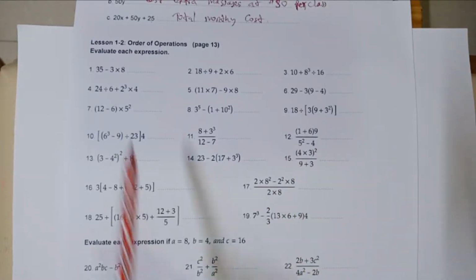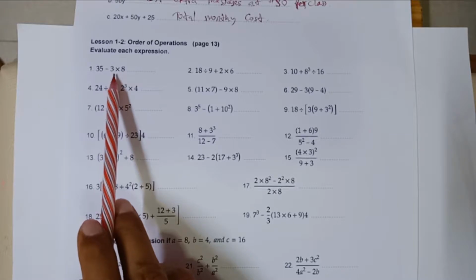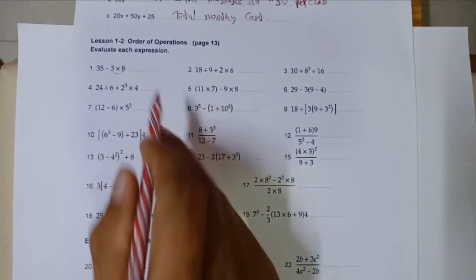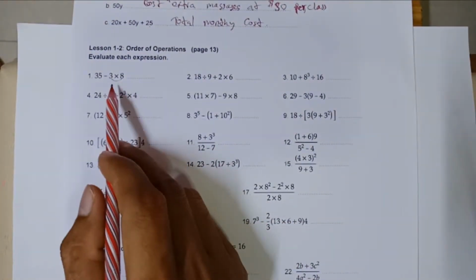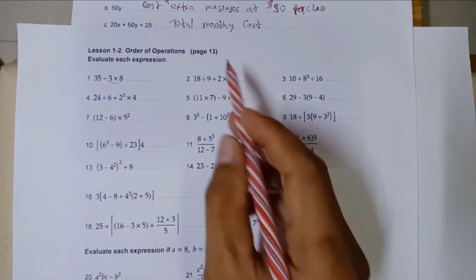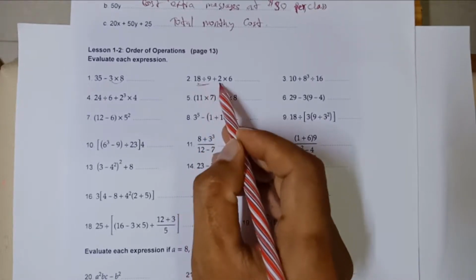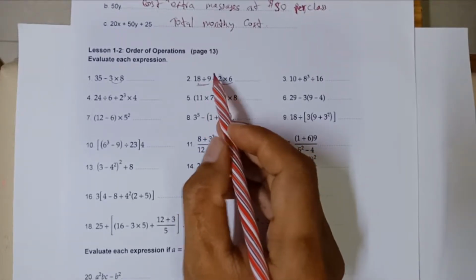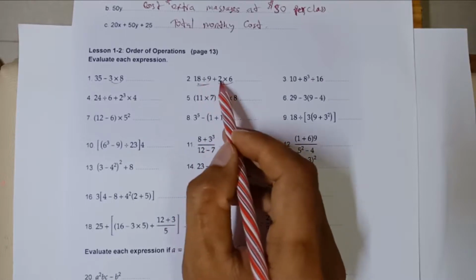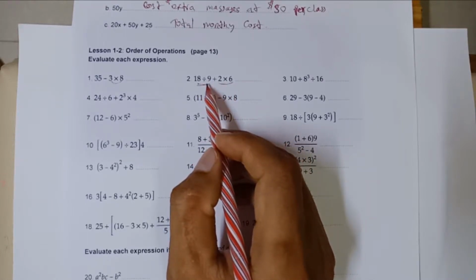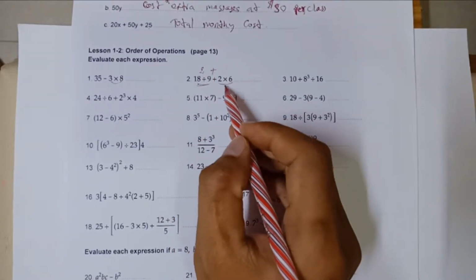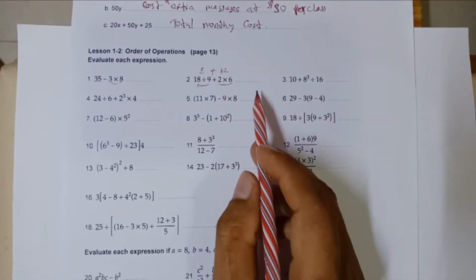Let's begin. For this number, 35 minus 3 times 8, you have to work on 3 times 8 first. What is 3 times 8? 3 times 8 is 24, and then you have 35 minus 24 as your answer. This one right here, you do the division and then the multiplication. 8 divided by 4 is 2, and then you have 2 plus, and then 2 times 6 is 12, so it will give you 14.